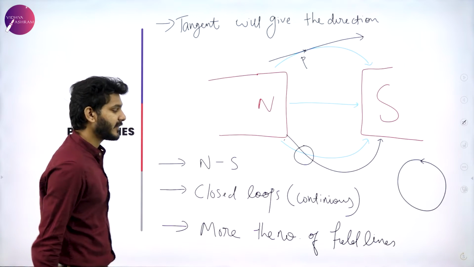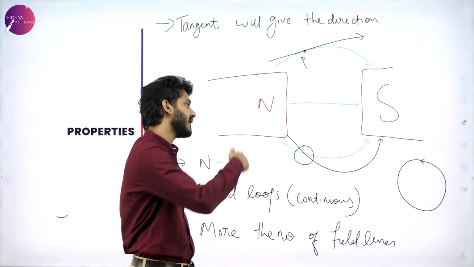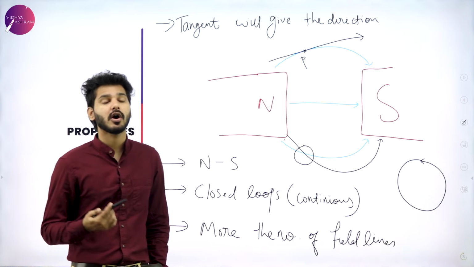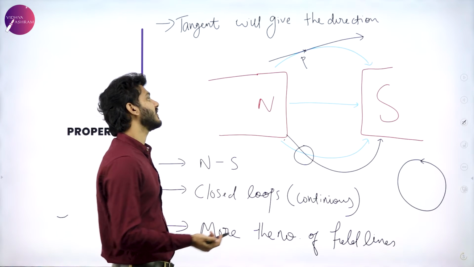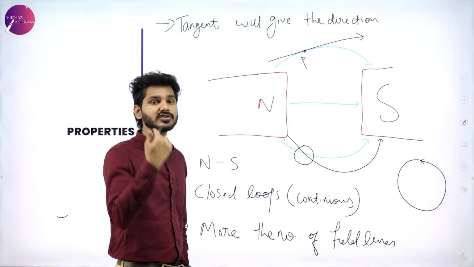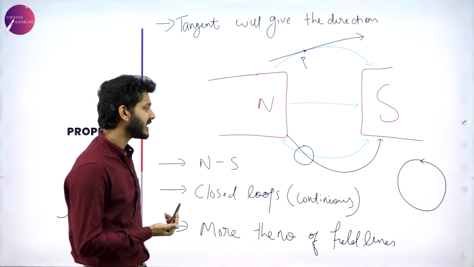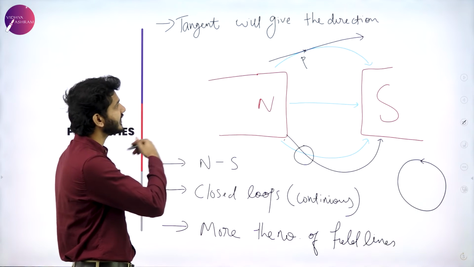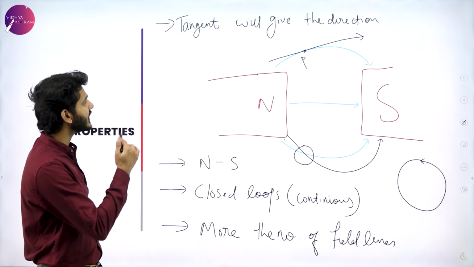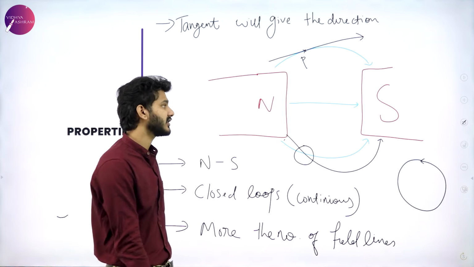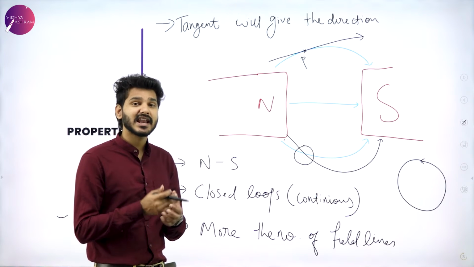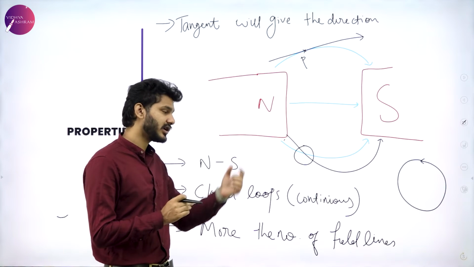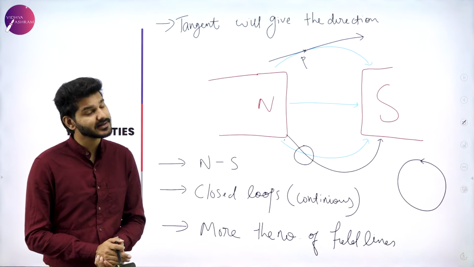And then there is the strength of the magnetic field. That is, if the field lines increase in a given area, then the strength of the magnetic field will also increase. If the field line concentration is less, then we can clearly say that the strength of the magnetic field is less in that given area. And finally, if you want the direction, just draw a tangent and that will give you the direction of the magnetic field. And field lines can never intersect each other because multiple directions would exist at that particular point.